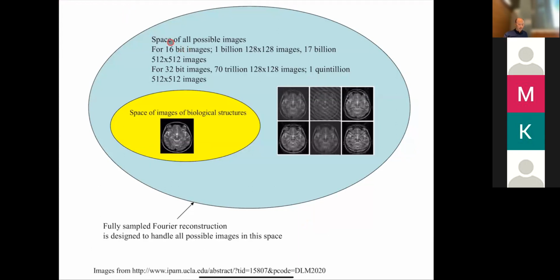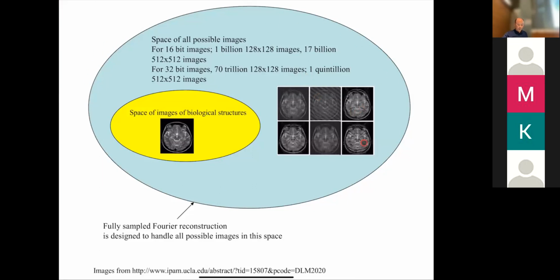But think about it this way. The space of all possible images is actually pretty huge. Like for a 16-bit image, I have 1 billion possible 120 by 20 images and 17 billion 512 by 512 images. That's the sort of the universe of all images I have to be able to account for, right? Or if I have a 32-bit image, there's 70 trillion possible images if it's 128 by 128, 1 quintillion images, okay? So up to now, we've been working on a recon to sort of cover that entire space of possible images, which is a huge space, right?